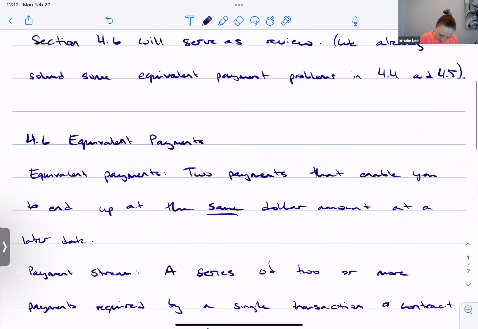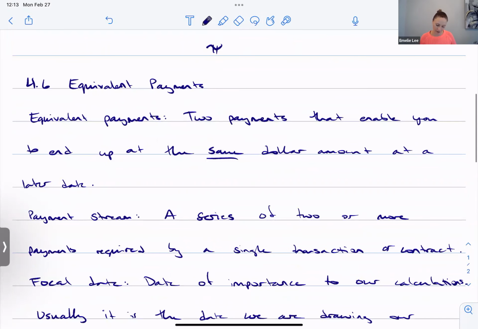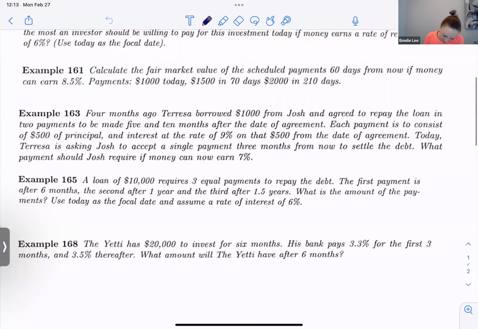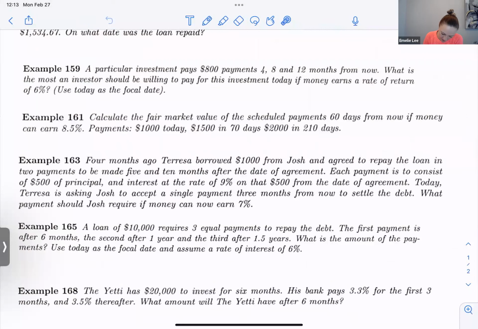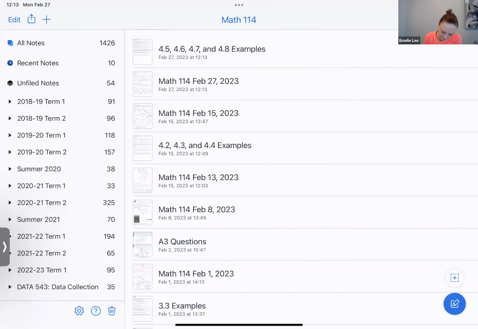I just realized I forgot to end the review, but it was pretty obvious. Started a new section here. So we'll start with an example, and I'm going to do example 159. I will also note that I snuck in example 161, which is not posted on the examples in Moodle. So I'll try to remember to repost this, but otherwise just add it to your list. But we're going to do 159 first.